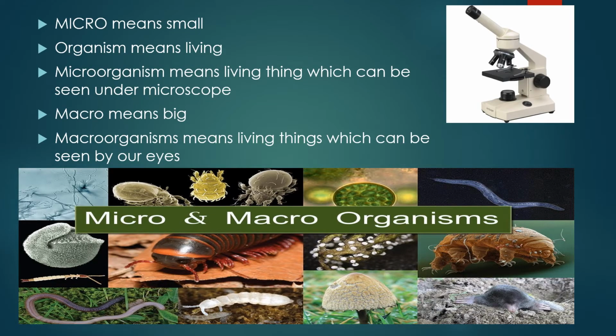Micro means small, organism means living. Microorganism means a living thing which can be seen under a microscope. Macro means big. Macroorganism means a living thing which can be seen by our eyes.